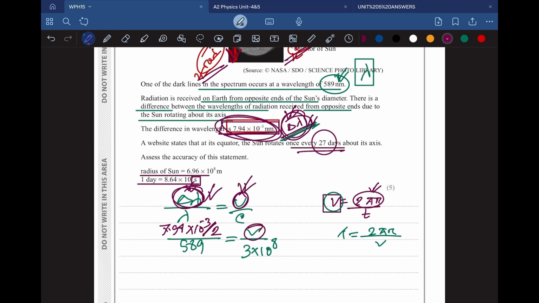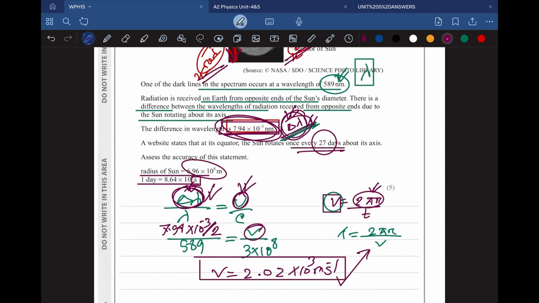Using this we will get the v value. What is the value of v? The value of v comes as 2.02 into 10 to the power 3 meter per second. So this is basically my v value, and I can put this v value right here, and we know the radius has been given as 6.96 into 10 to the power 8.